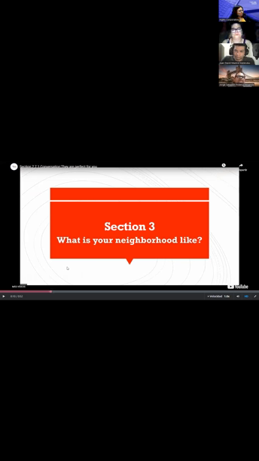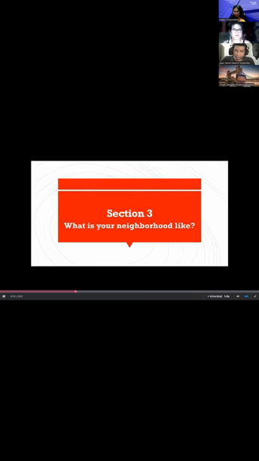Igual, aquí le cambian el nombre a la sección, pero sí es la misma. How much is it? What is your neighborhood like? Esta era la sección 2, o creo que es la número 4 incluso. But never mind about this. As many times as needed. Here we go. I recommend for you to take notes while you are listening.